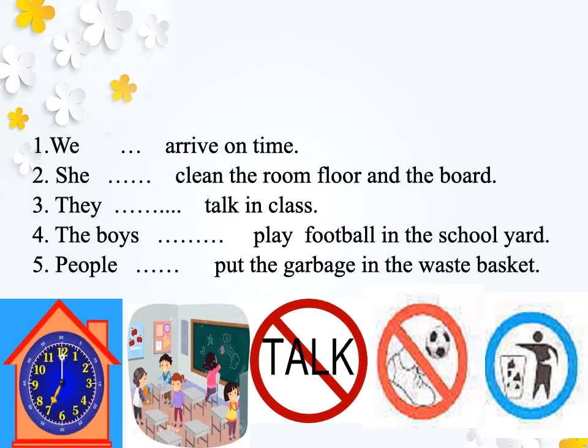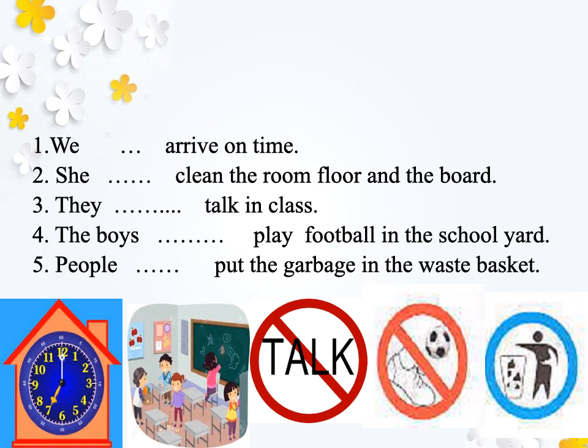Look at the rules of the classroom. Complete the sentences by using must or mustn't. Okay, number 1. We use must or mustn't? The answer is must. We must arrive on time. 2. Must is correct. She must clean the room floor and the board.